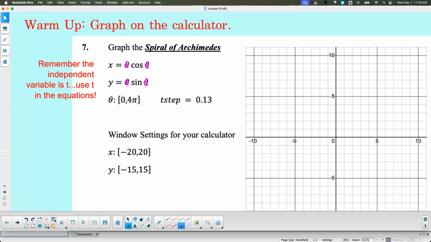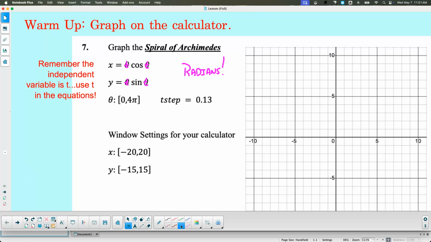The other kicker is, up in the corner, we need to be in radians, because we're dealing with radians here, okay? Because we're going from 0 to 4 pi, you need to take your cursor up into that upper corner and click on the DEG, put it in RAD, okay? So graph that one on this window setting.